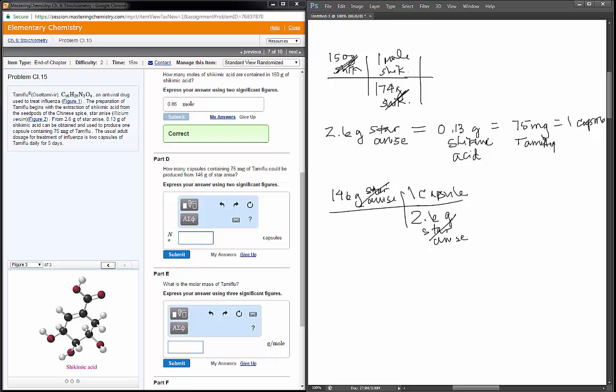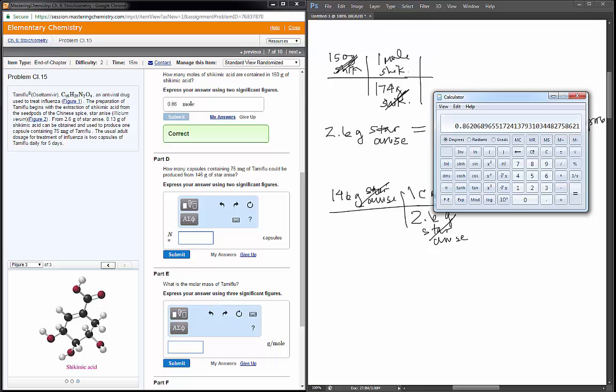Cancel our grams of star anise. We set that up, 146 divided by 2.6. We get 56.15 capsules, or 56 capsules.